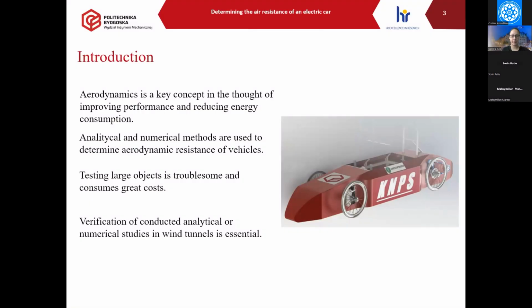The aerodynamics in vehicles plays a very important role. It not only helps to reduce energy and fuel consumption while driving, but also allows to achieve better results. Aerodynamics also improves cooling of the engine and the vehicle's braking components. Determining aerodynamic resistance of an electric car is important because it leads to minimizing electricity consumption while maximizing the car's performance. The most commonly used methods for determining aerodynamic drag are numerical and analytical methods.